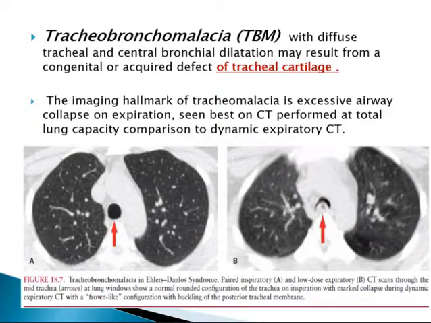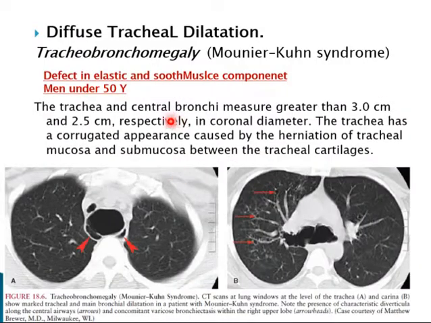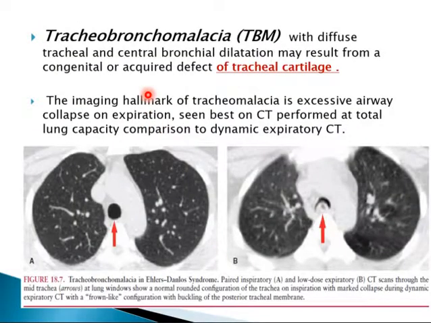The other entity, tracheomalacia, with diffuse tracheal and central bronchial dilatation, may result from a congenital or acquired defect of tracheal cartilage. So in tracheobronchomegaly the defect was in the elastic and smooth muscle component, while in tracheomalacia the defect is in the tracheal cartilage. It has many causes, may be congenital or acquired.